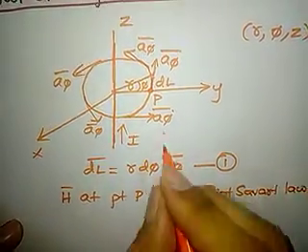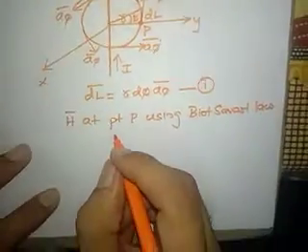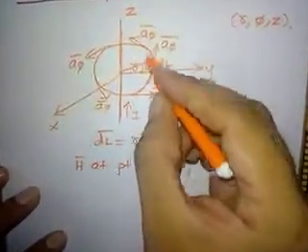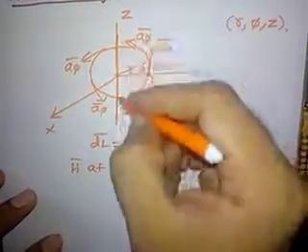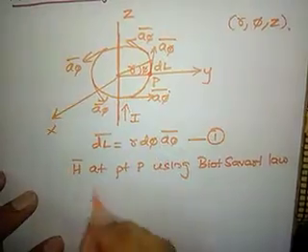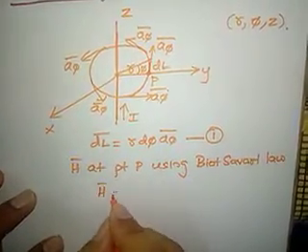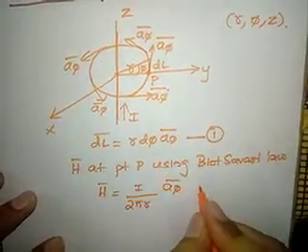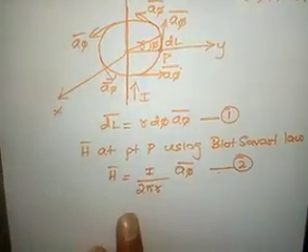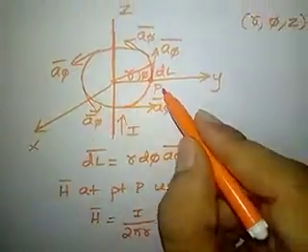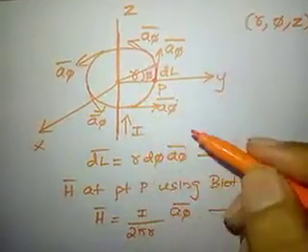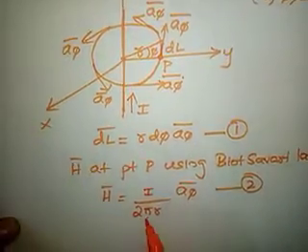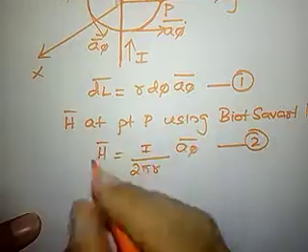According to the Biot-Savart law, H bar at point P is due to the infinitely long current carrying conductor along the z-axis. So H bar will be equal to I divided by 2 pi r a phi bar. How did I get this equation? This is the equation for the magnetic field intensity at the point P due to the infinitely long current carrying conductor, so I have taken the equation from there. It is equation 2. Next I will take the dot product of H bar and dl bar.